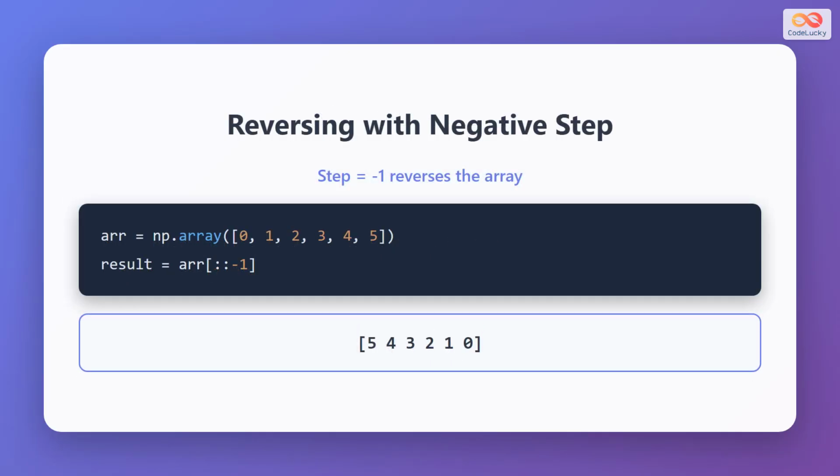The step parameter can also be negative, which reverses the direction of traversal. Using a step of -1 reverses the entire array. Our array from 0 to 5 becomes 5, 4, 3, 2, 1, 0. This is a quick and efficient way to reverse any array in NumPy.